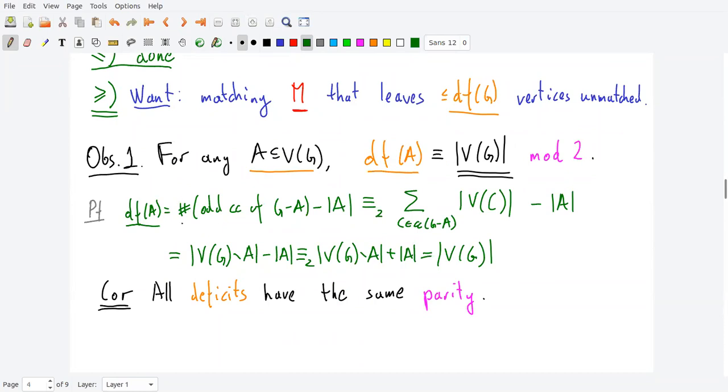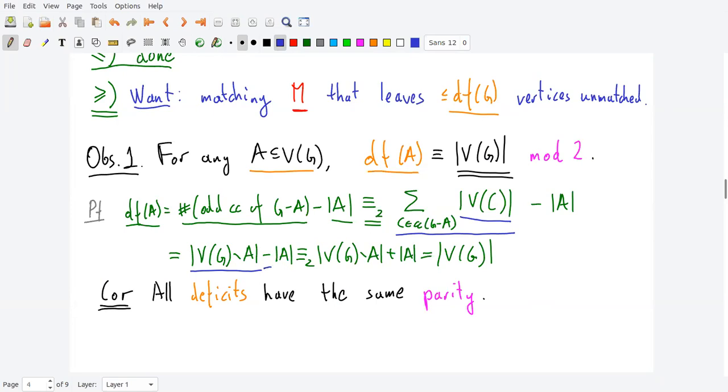By definition, this is the number of odd components of G minus A, minus the size of A. So this modulo 2 minus the size of A modulo 2. The number of odd connected components is the same as if I was summing through all the components the number of vertices, right? Because every odd component modulo 2 contributes a 1, and every even component modulo 2 contributes a 0. Now if I just sum the size of the components, this is the same as taking the total number of vertices that are outside of A. So this is the size of V of G minus A, minus A.